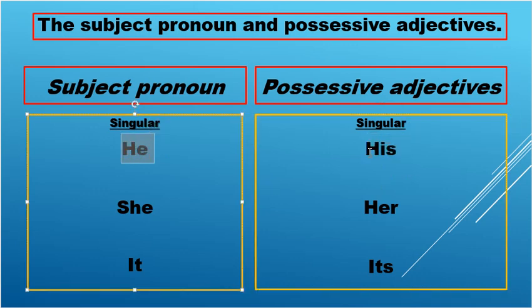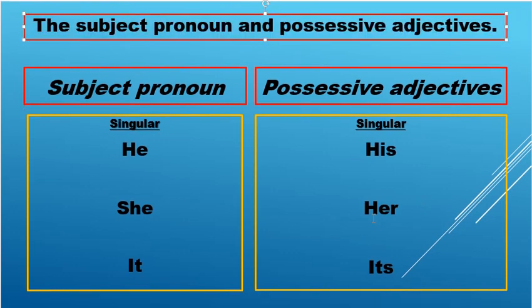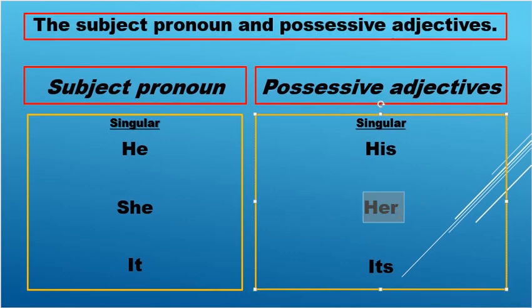With his, we're talking about something that belongs to a boy, a man, or a guy. Next, she. Here we're talking about a girl, and the possessive adjective of she is her. It means that something belongs to a girl, a woman, a female. And next, it.